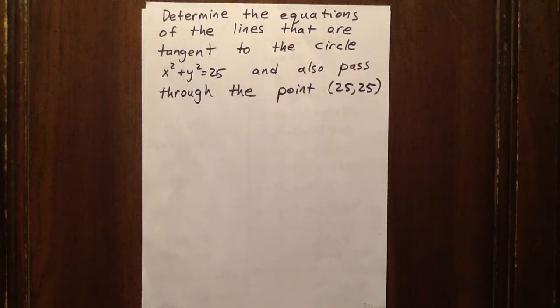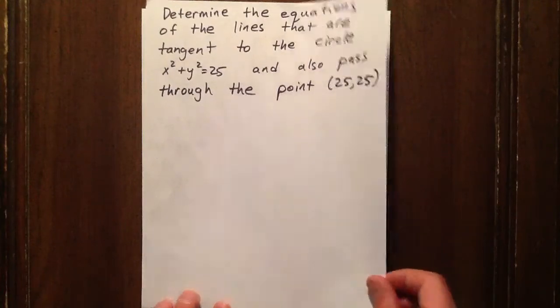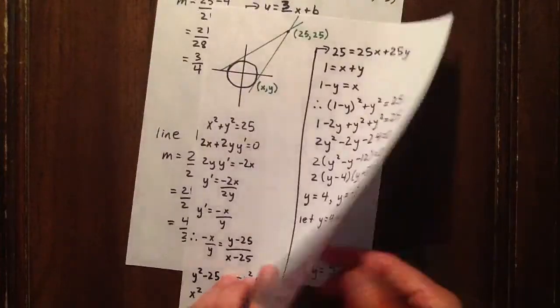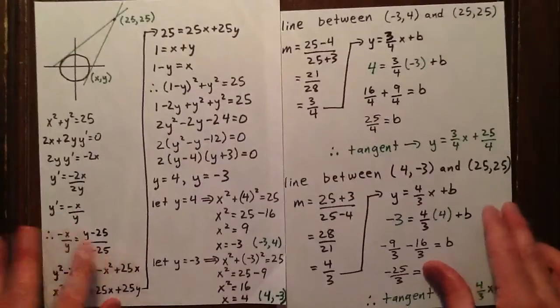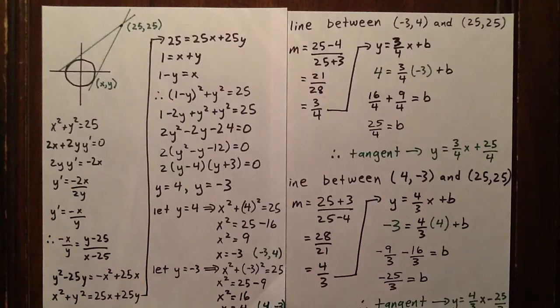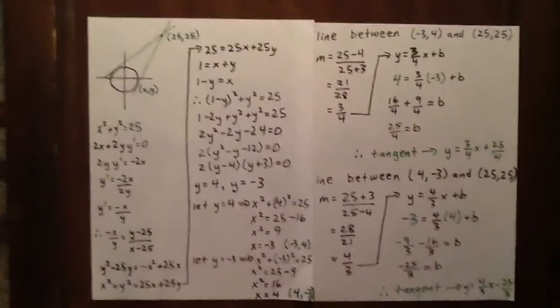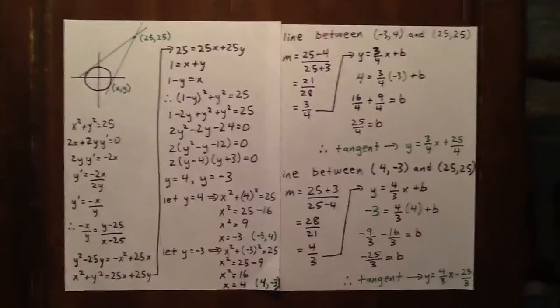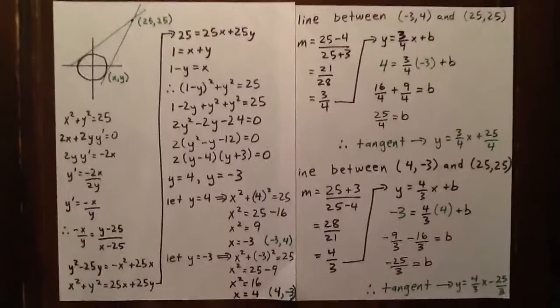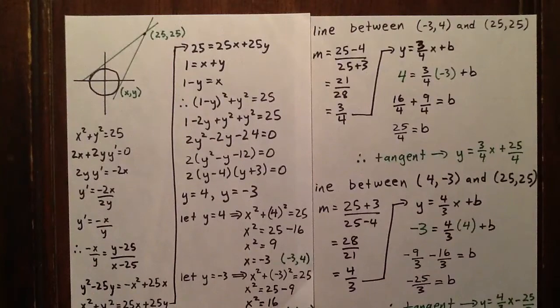We want to determine the equations of both of the lines tangent to that circle that also pass through the point (25, 25). Well, this is a rather lengthy solution, as you can see, so I'll just do my best to give you a screenshot of it if that's what you'd like. And now we'll go through it step by step.